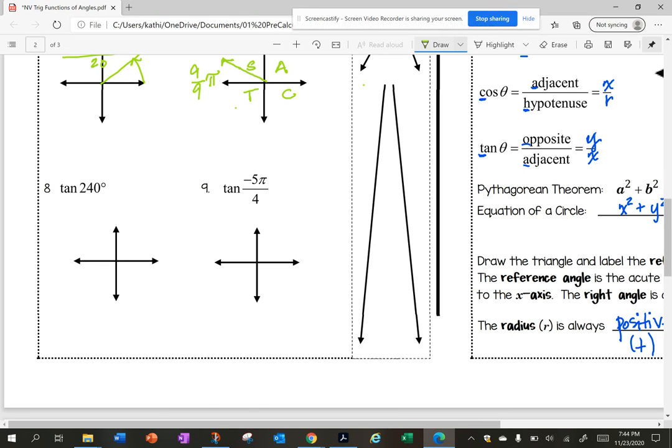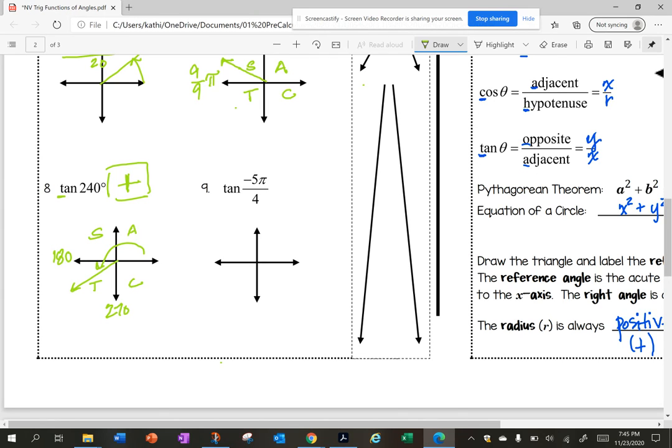So 240 degrees, here's 180, here's 270. So I know 240 is in the third quadrant. So all students take calculus. I'm talking about tangent. Tangent is positive in the first and the third quadrant. So 240 degrees is positive.